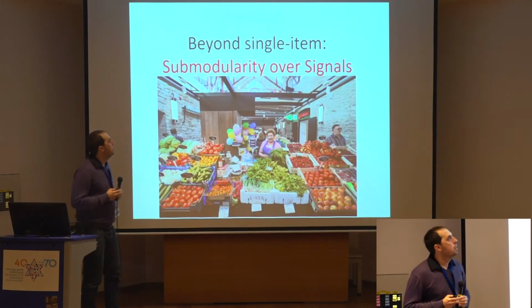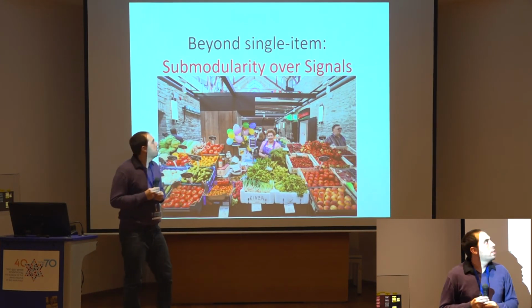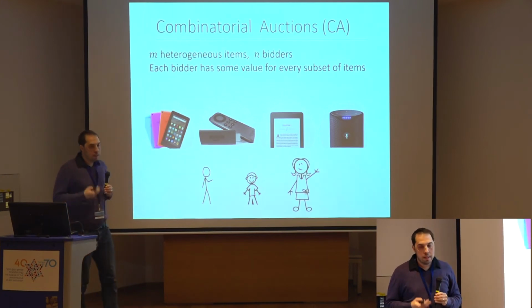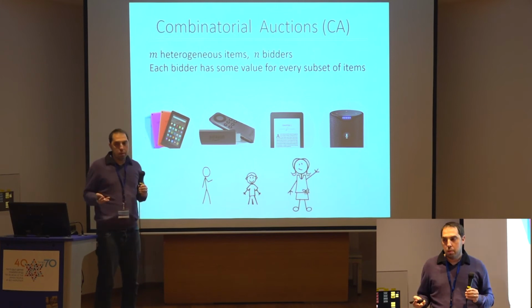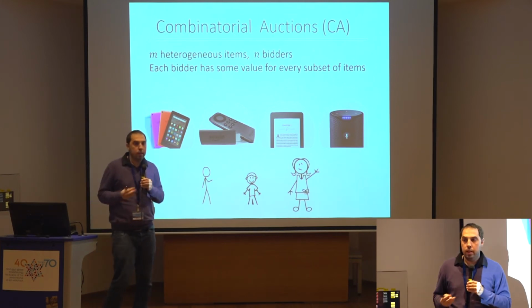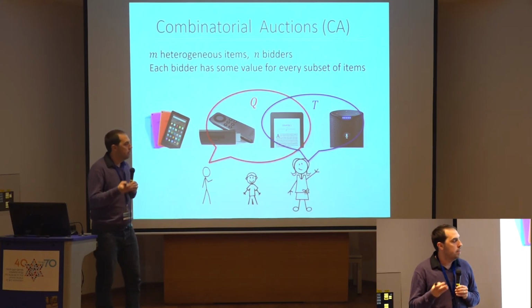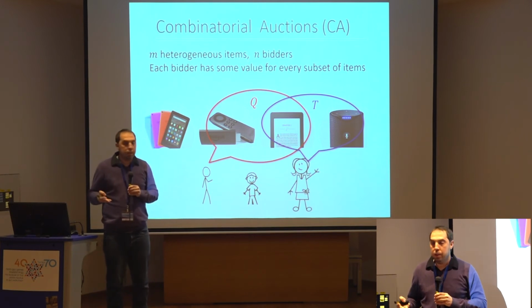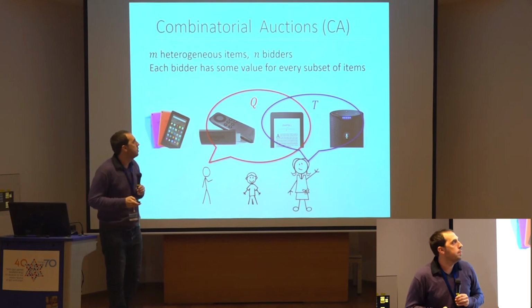8 minutes, okay. So let's go to the second condition we introduced, which is similarity over signals. First we need to define what's a combinatorial auction in our model. So what's a combinatorial auction in general? Each bidder has a value for each set of items, and it might be different. So we have a combinatorial evaluation function, which might give each bidder a different value for each set of items.